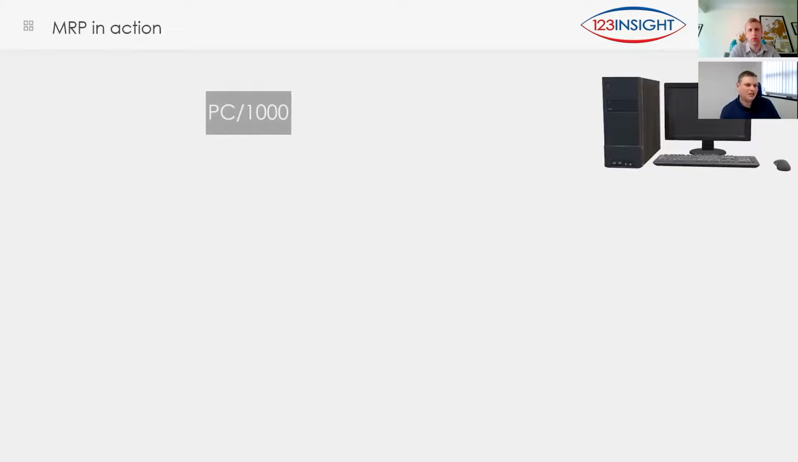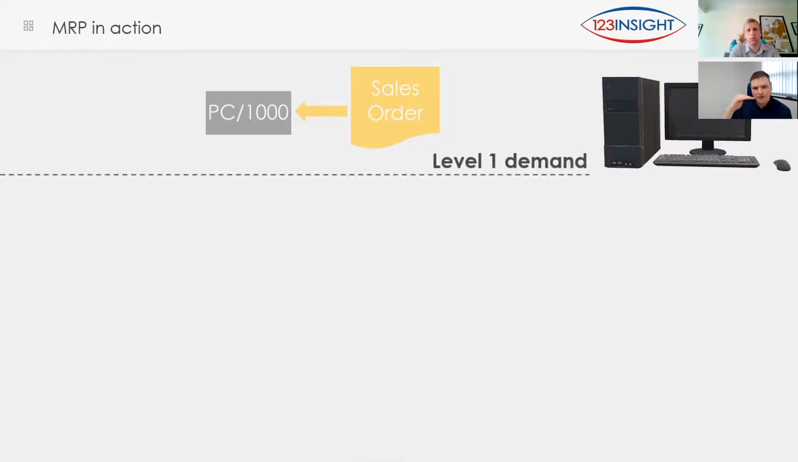So MRP sees the PC 1000, and imagine there's some demand for this. Now, if there's no demand for it, MRP is not going to care about it. So when we run that MRP tool within a system, it's looking for demand. In this case, maybe I have a sales order, and my sales order is there to say, look, we need 100 of these PCs or something. And so MRP spots that demand, and that is what we call the level 1 demand. So the top level, the saleable part demand, in this case is my level 1 demand.